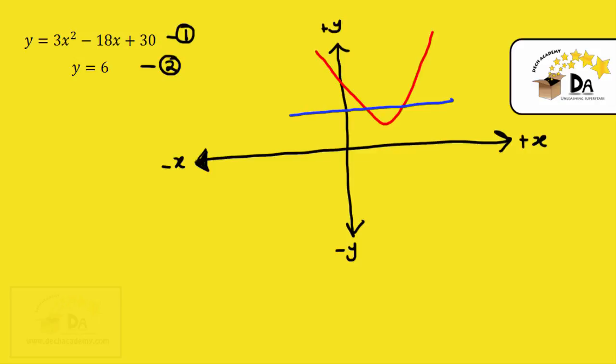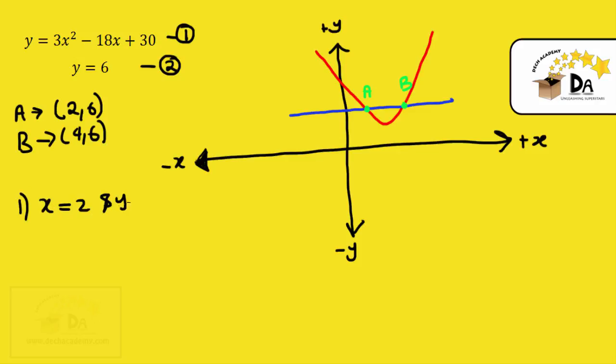The point of intersection, here's 1. I'm going to call this point A. And here's 2. I'm going to call this point B. All you have to do is read off the coordinates. And when you read off the coordinates of point A, you find out point A has coordinates, let's write that here, A has coordinates 2, 6. And you find that point B has coordinates 4, 6. Therefore, the first solution is x is equal to 2 and y is 6. Second solution is x is equal to 4 and y is equal to 6.